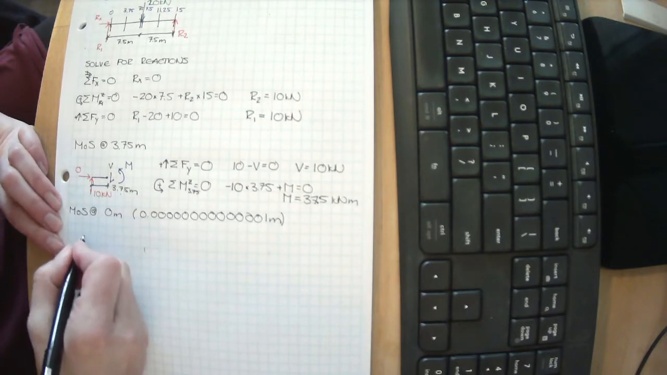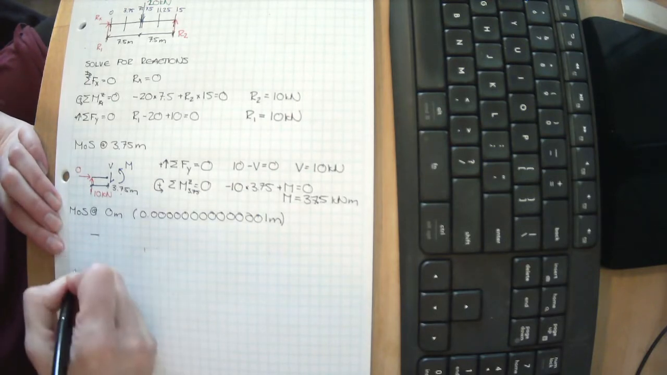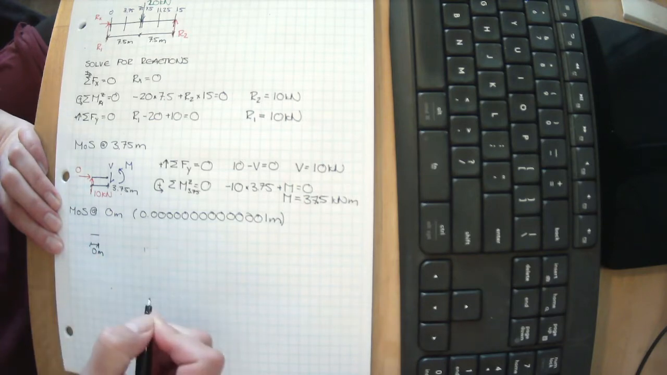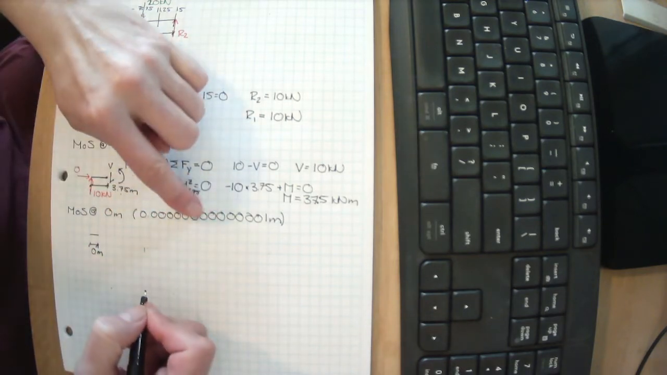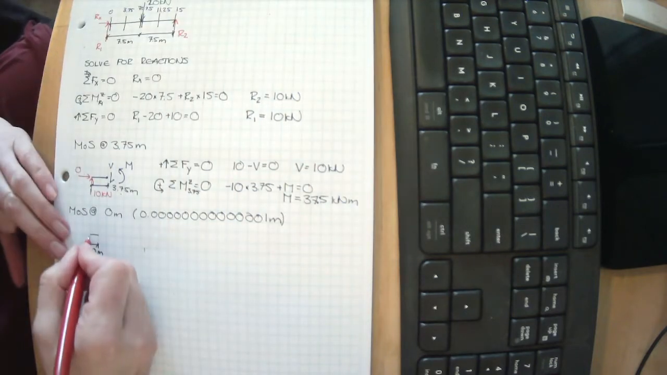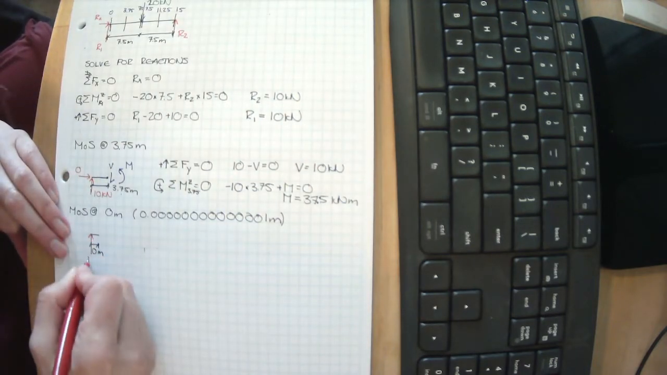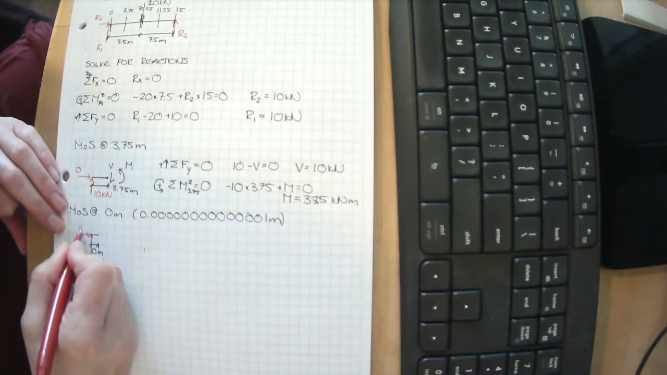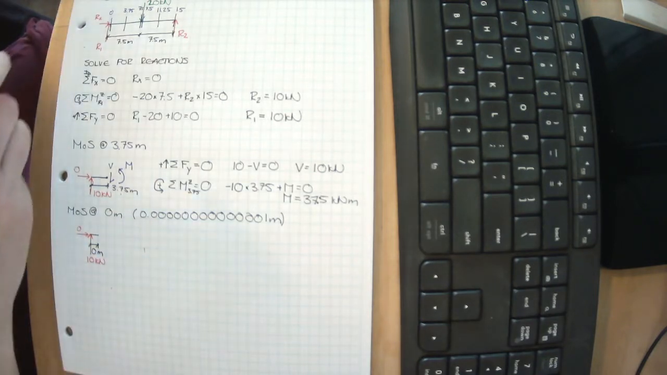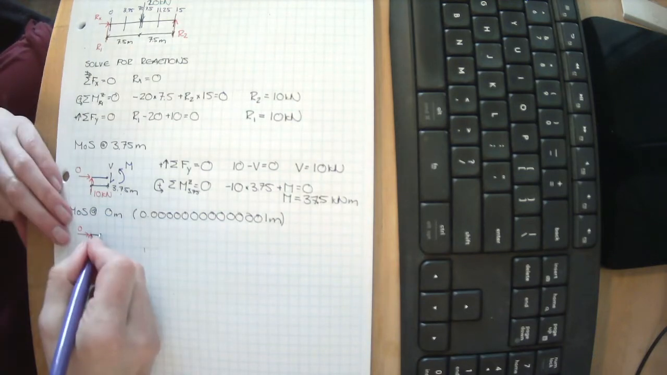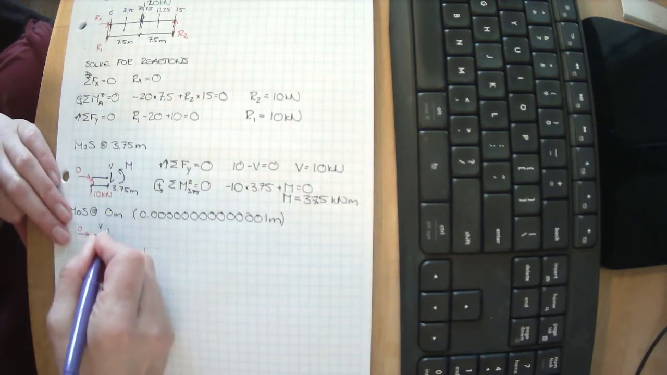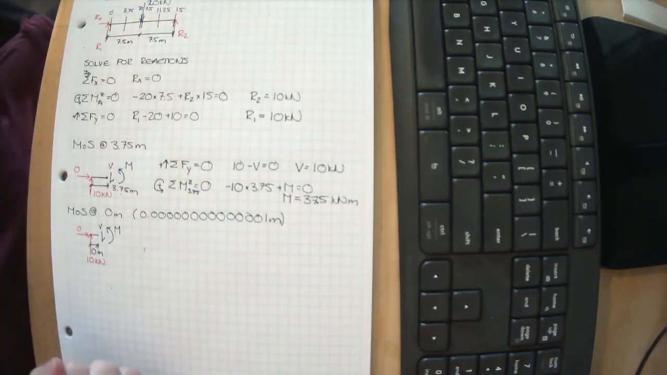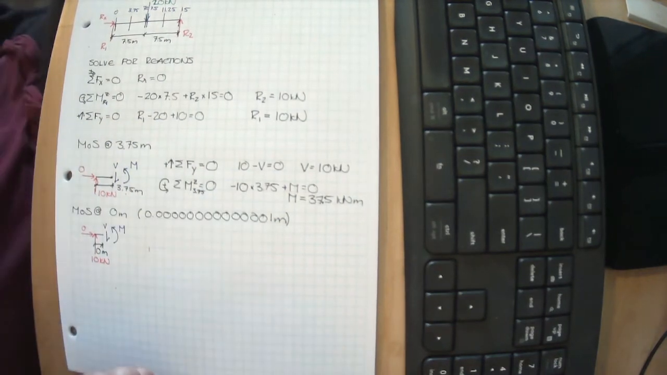Okay, let's implement that. Let's take a look at that. So I'm going to draw this like this. I am going to say that's 0 meters. We know that I really mean it's this number, essentially. We know that we have a reaction here of 10 kilonewtons and 0 kilonewtons here, and an unknown shear and an unknown moment holding this end of our beam in place.